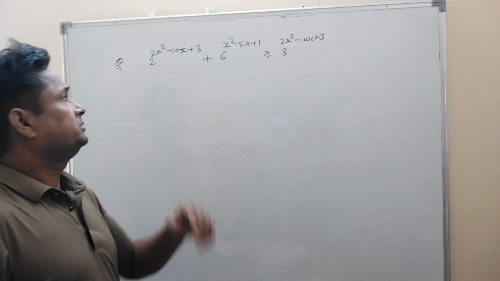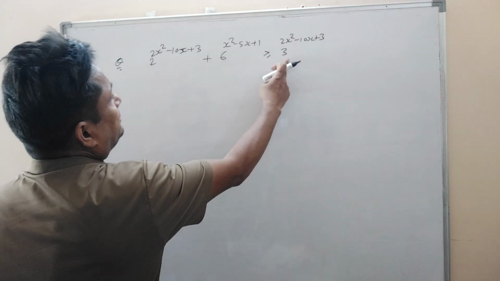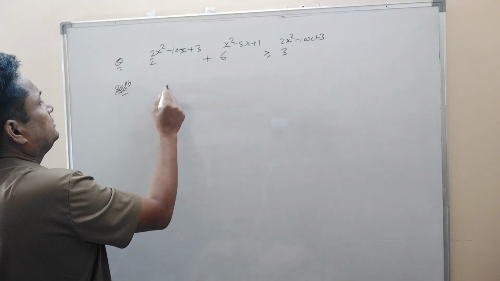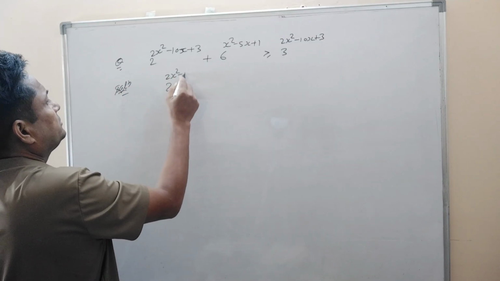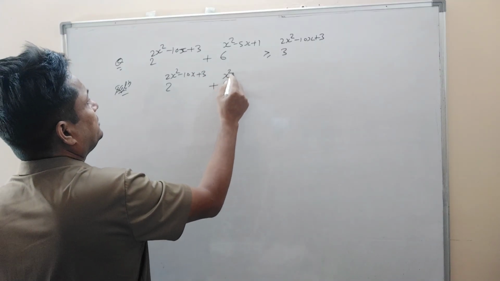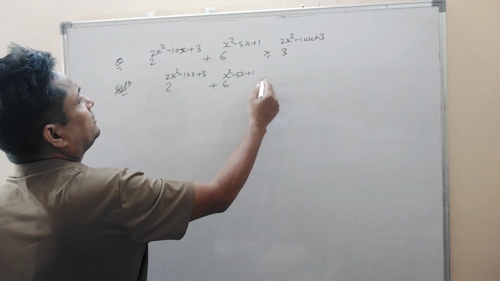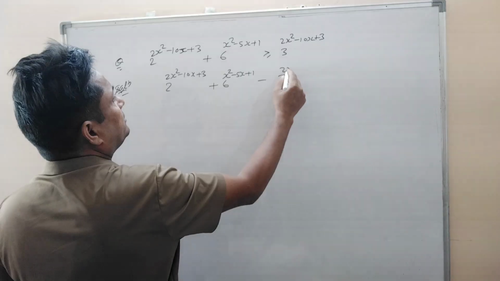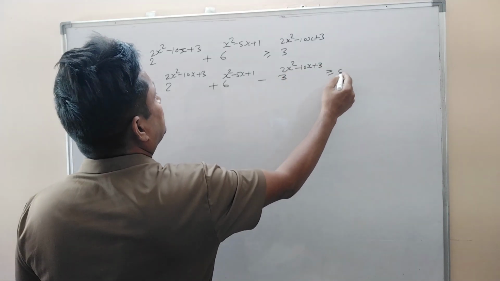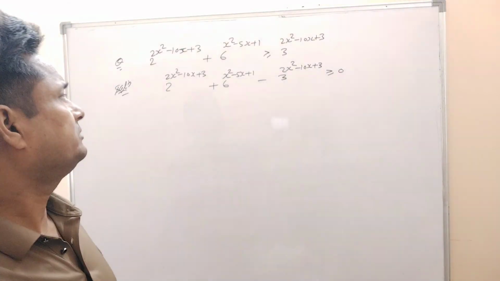Now solve this equation. How will you solve this equation? Take this to the left hand side. So this can be written as 2 to the power x square minus 10x plus 3 plus 6 to the power x square minus 5x plus 1, and this will be minus 3 to the power 2x square minus 10x plus 3 greater than or equal to 0. You can write this one first.